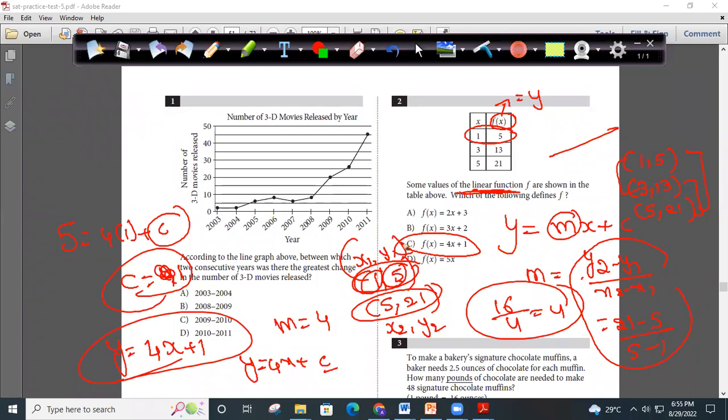So C for Chennai is my answer. Clear? 100% sure?